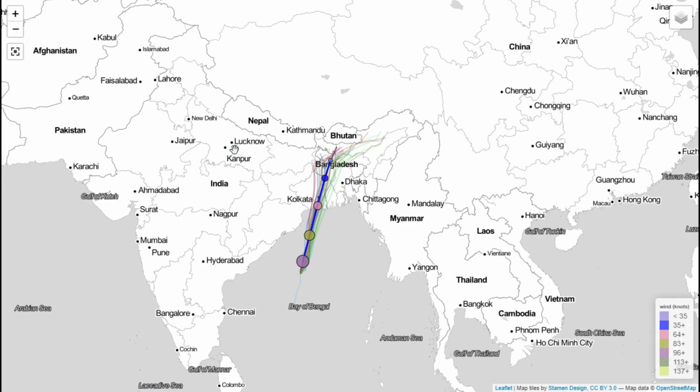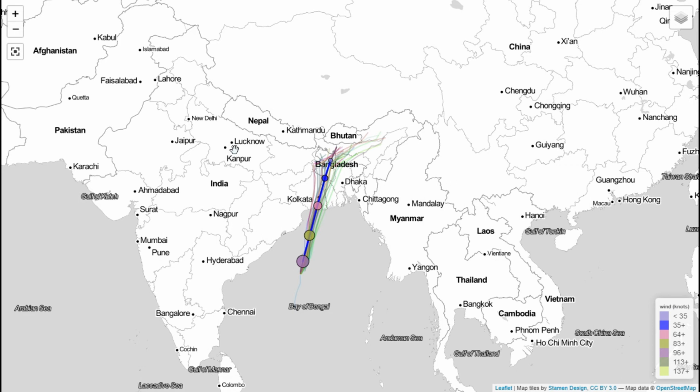Hello friends, today we shall show you the movement of a cyclone and how the movement of a cyclone can be tracked and its path can be identified accurately with the help of computer software and software based simulation models. As you can see in front of you, there is a map of India and certain parts of Southeast Asia.